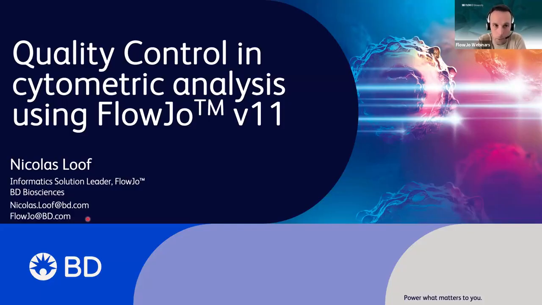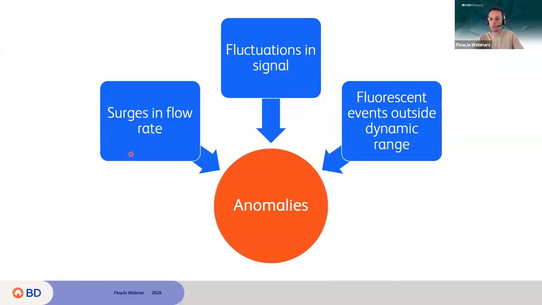So for this webinar today, we're going to talk about quality control in cytometric analysis using FlowJo 11. So why do we need control? When you run your sample on the instrument, there's a lot of technical anomaly that can happen. You can have a surge in the flow rate. You can have a fluctuation in the signal. You can have a fluorescence event outside the dynamic range. And all those events are going to create anomaly on your sample. So false events, they are not true cells. And those anomalies can lead to false discovery.